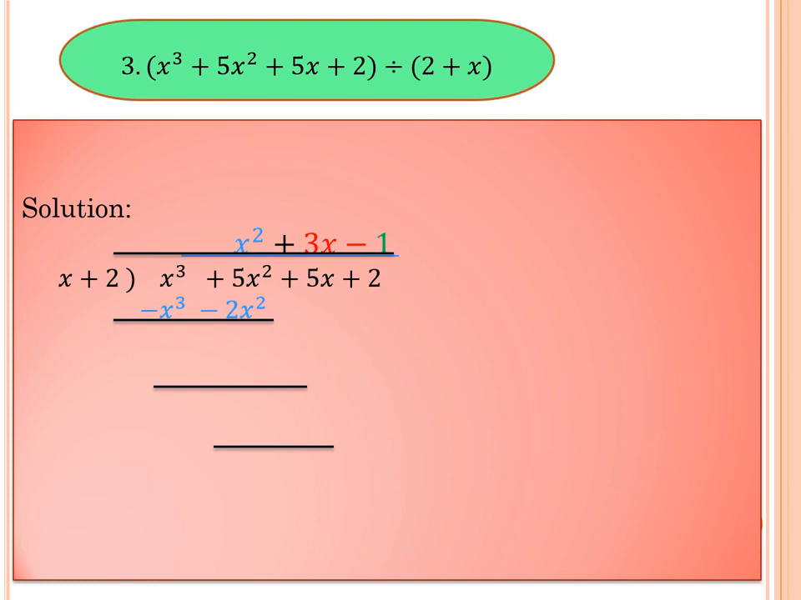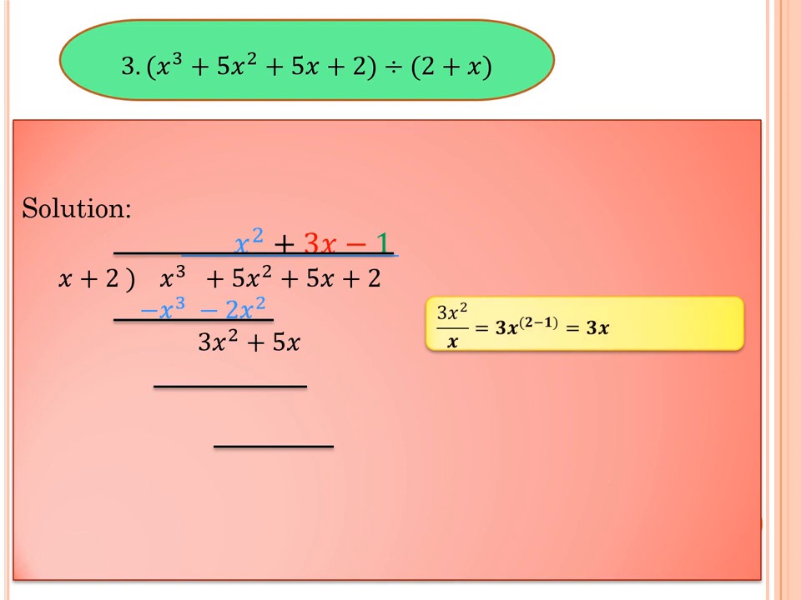Okay. So, adding these two, since the operation is already addition, we will get this one. And this would be our new dividend na. Okay? So, yung first term ng dividend natin ngayon is 3x squared na. So, mag-divide tayo sa kanya ng first term ng divisor, which is x. So, we will have 3x squared divided by x equals 3x. Okay? So, meaning, yung 3x dyan, yan na yung second term ng quotient natin.